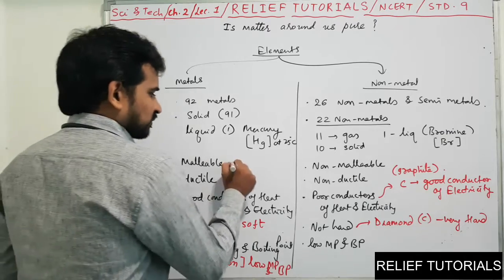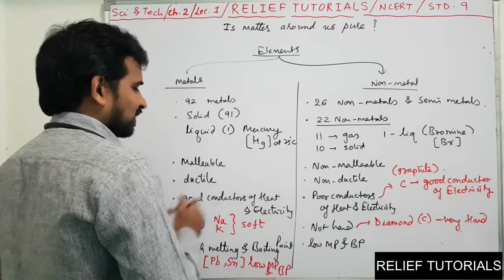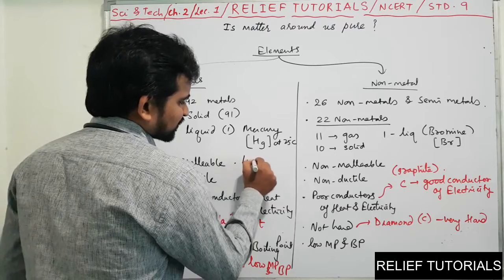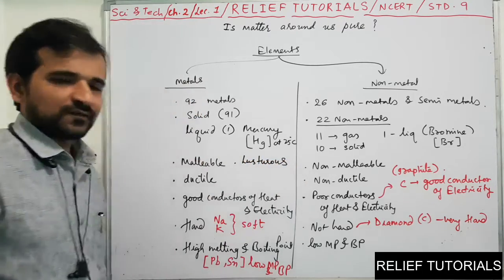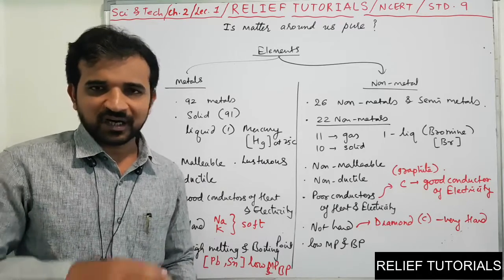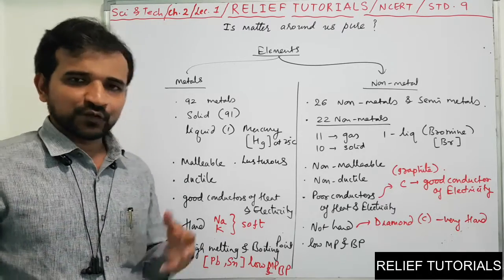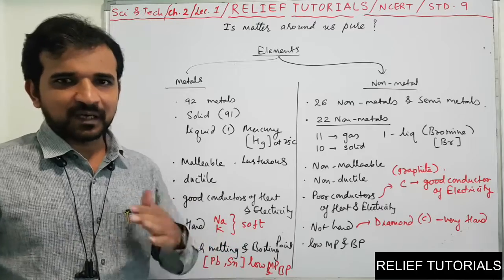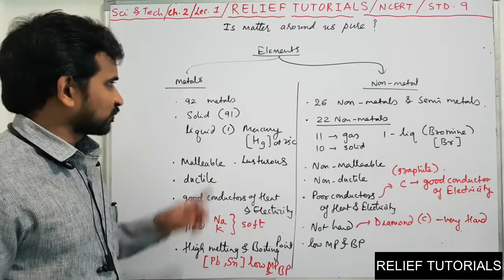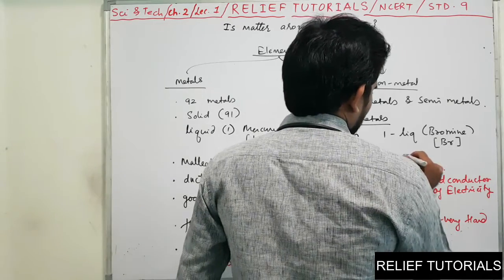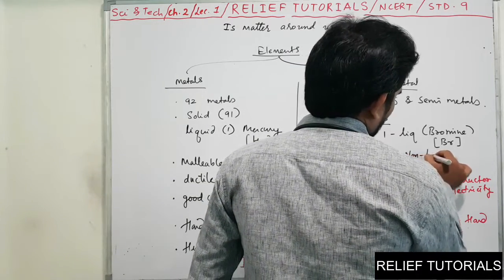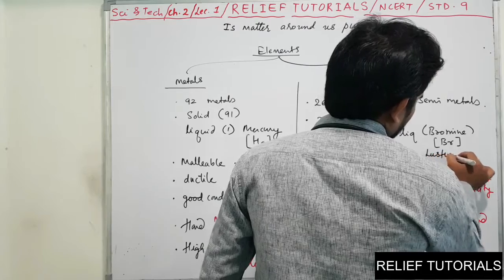One more, normally metals are lustrous, having a luster on the surface, meaning a shining surface. If it is not shining, then you can make it shine by polishing. So most of the metals are lustrous, but most of the non-metals are non-lustrous.